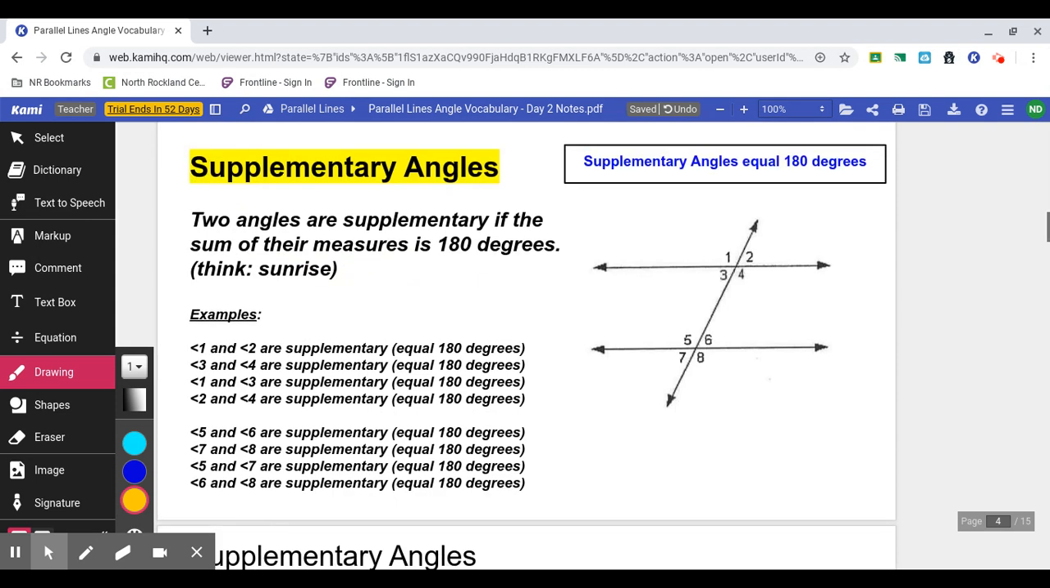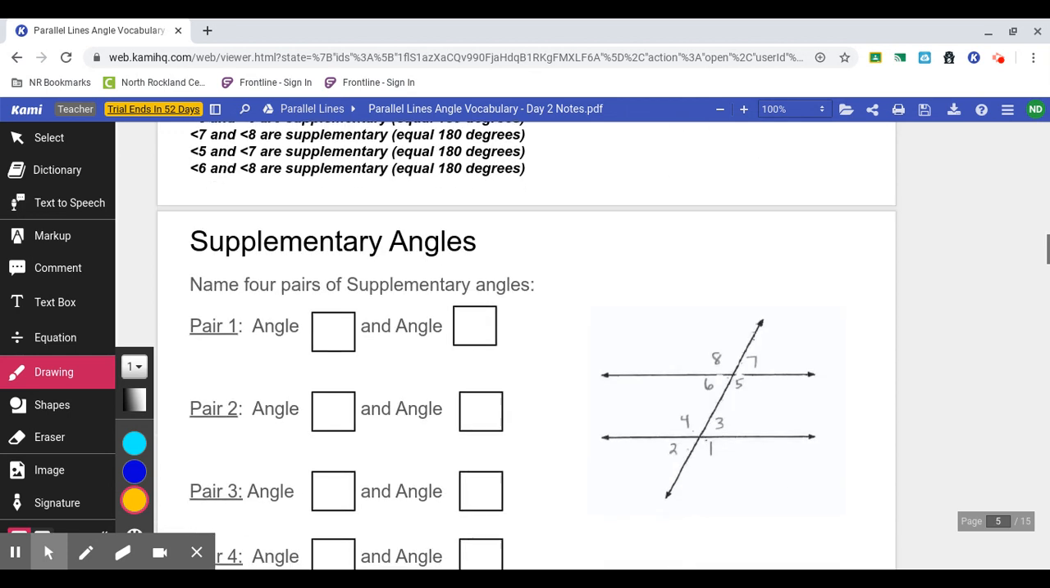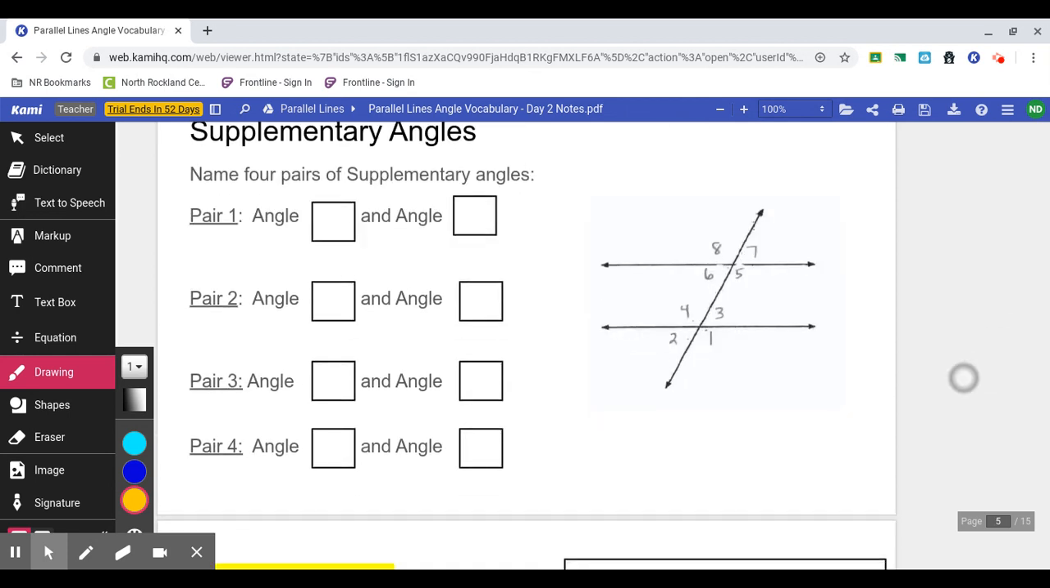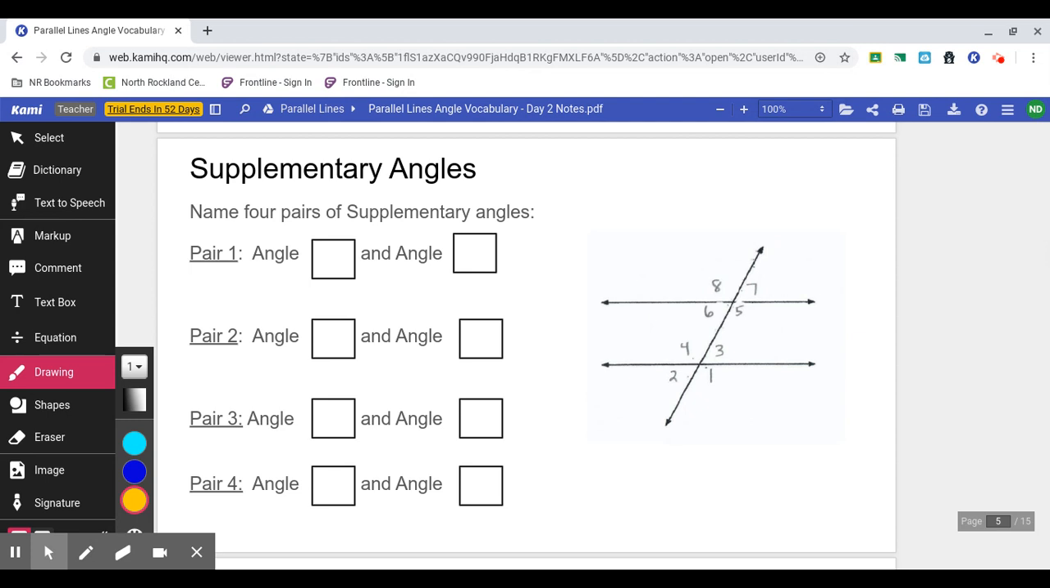Then we had supplementary angles, and we know supplementary angles have to equal 180 degrees, and they have to be right next to each other. The hint for supplementary angles was the fact that they're always on a straight line. So we use the straight line to help identify our supplementary angles, which I have listed here for you. Okay, so let's do some more practice identifying supplementary angles when we have parallel lines cut by a transversal.